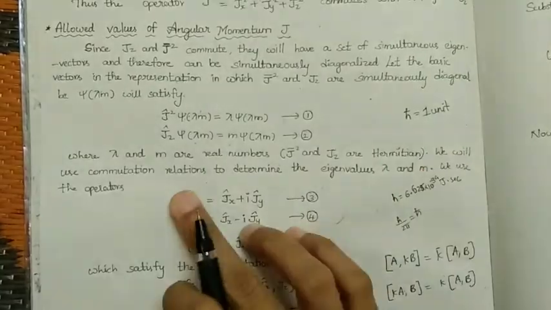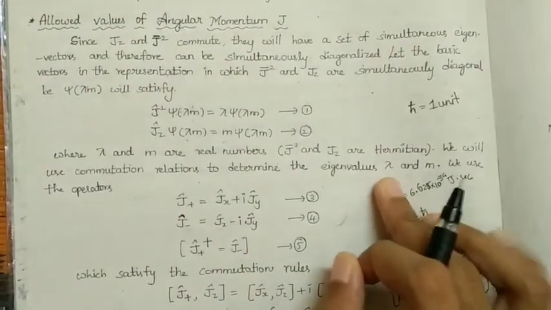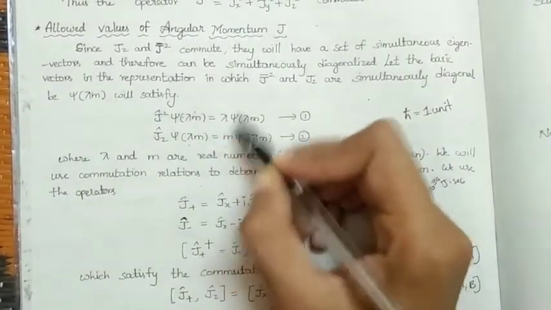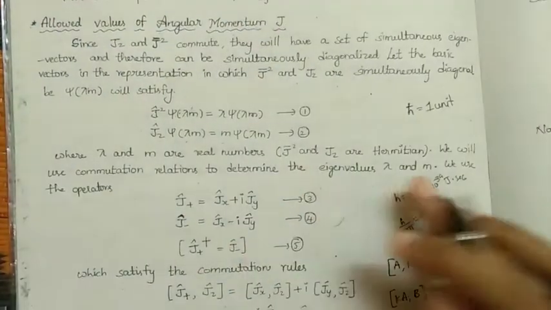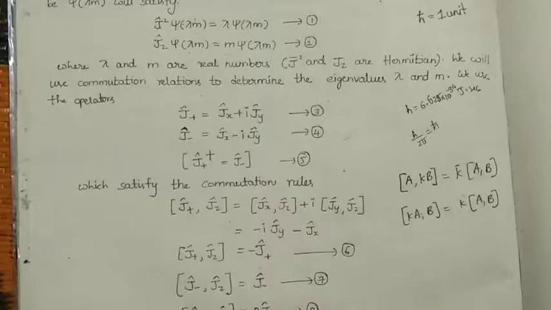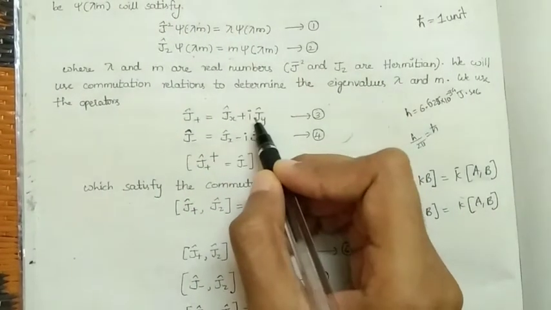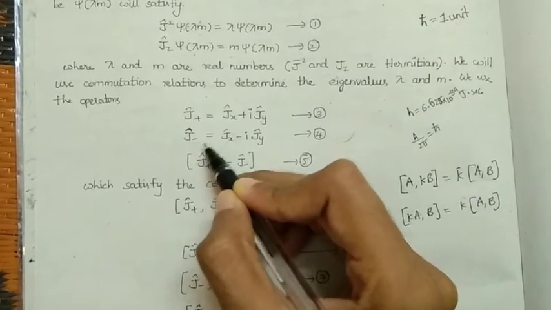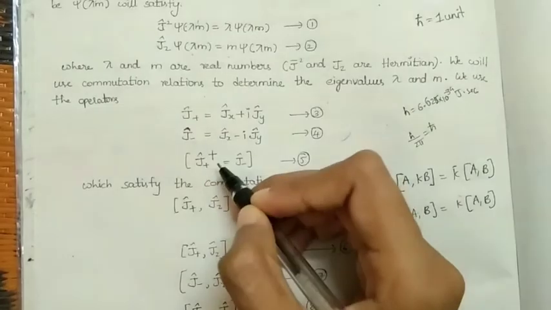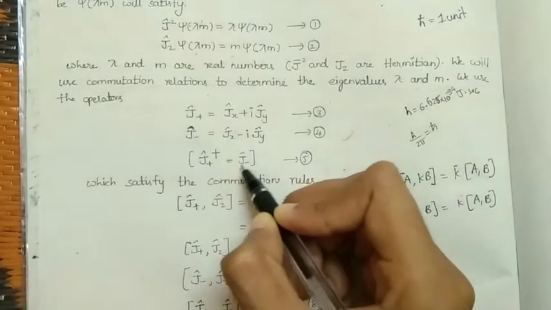We will use commutation relations to determine the eigenvalues lambda and m. What could these eigenvalues be? So we use operators. We use the J plus operator. J plus is nothing but Jx plus iJy. In the same manner, J minus is nothing but Jx minus iJy. If we see here, J plus dagger is nothing but J minus.